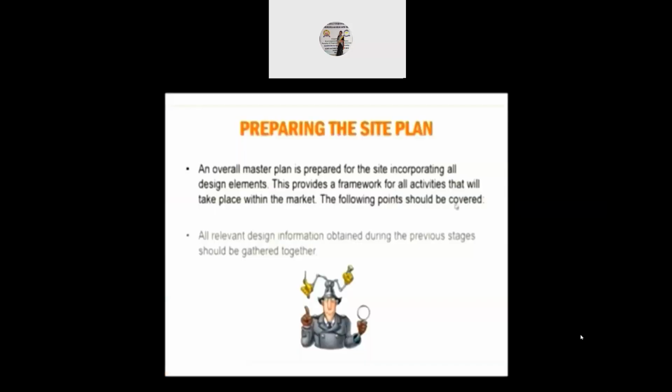So in this whole presentation, we are going to take an example of a market and we are going to compare each and every design element a market space might need. So the market is a case example to understand what different site principles and site layout have to be followed. All relevant design information obtained during the previous stages should be gathered together. First-hand information and all your site planning and research that you have done, everything has to be segregated and noted down before you start with the design.